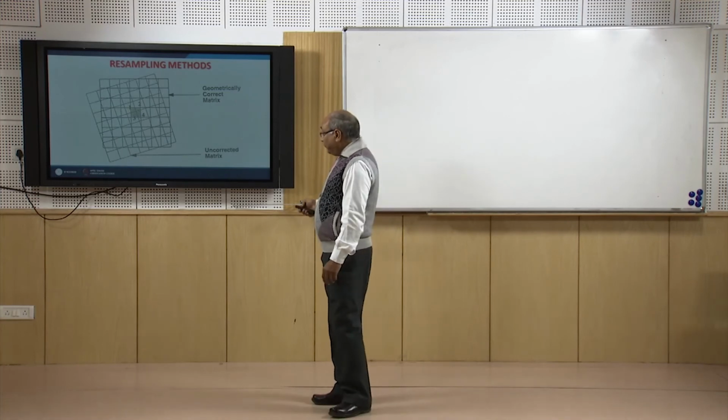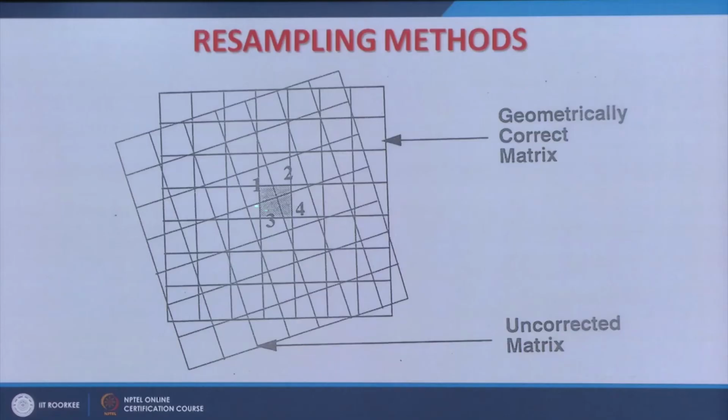So the pixel which is having the maximum overlap will have the full influence, and this way we achieve the resampling which we term as nearest neighbor. We will see a little more detail about this.